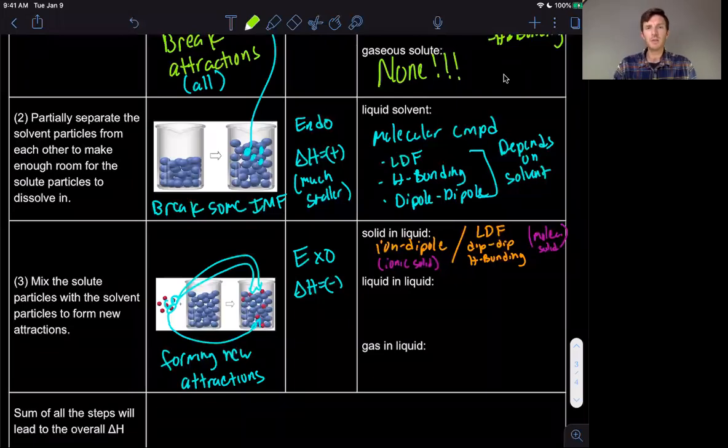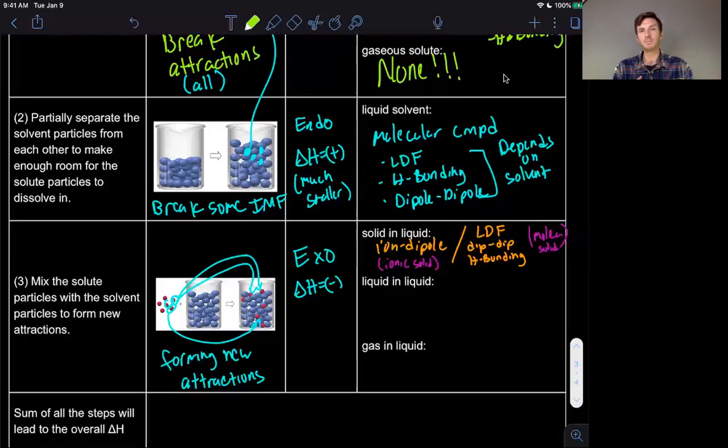So now that we've had a chance to do this, let's see what kinds of attractions we form now that weren't present before. If we think of an ionic solid solute dissolving into something like water, as we discussed in a previous video, we have ion-dipole attractions, the positive potassium ion interacting with the negative side of our polar water molecule. Now, if we have a molecular solute, something like a sugar molecule dissolving in water, we're going to have new types of attractions, whether it be London dispersion forces, dipole-dipole attractions, or hydrogen bonding.